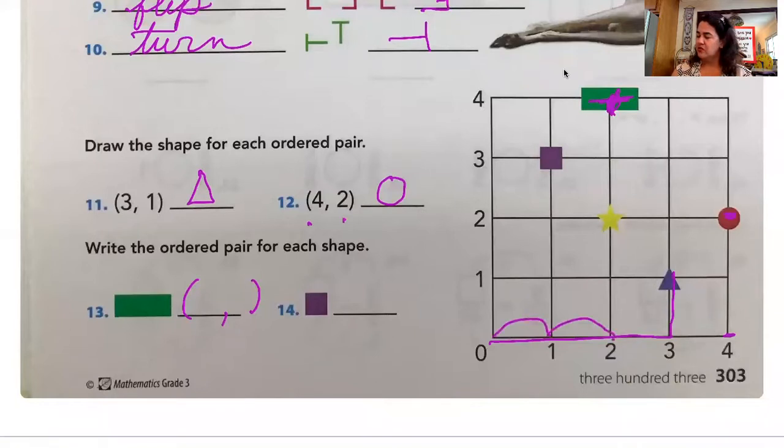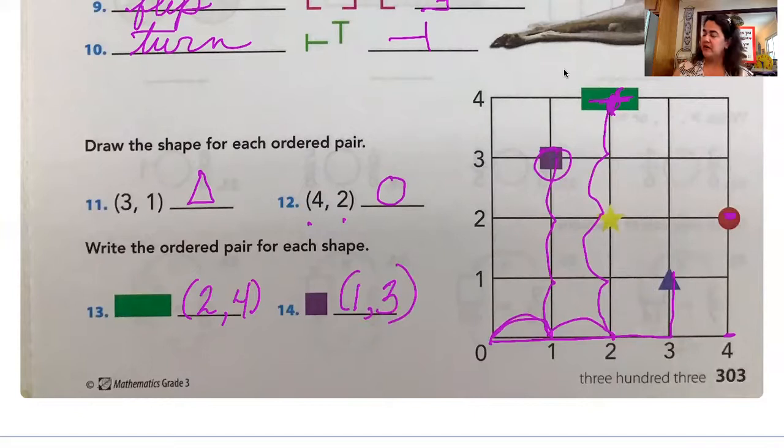1, 2, 1, 2, 3, 4. So 2, 4. Good work. All right. And then what about the purple square? What's that ordered pair? 1, 1, 2, 3. Gonna go over 1 and up 3.